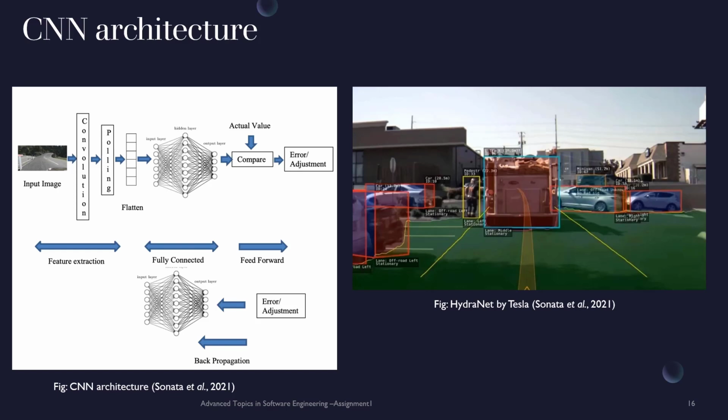And similarly, the second image is from the HydraNet by Tesla. So HydraNet is a dynamic architecture, so it can have different CNN networks, each assigned to different tasks. These blocks of networks are called branches. The idea of HydraNet is to get various inputs and feed them into a task-specific CNN network.